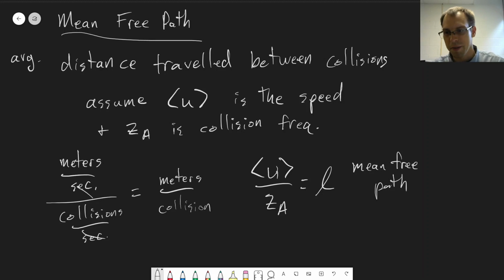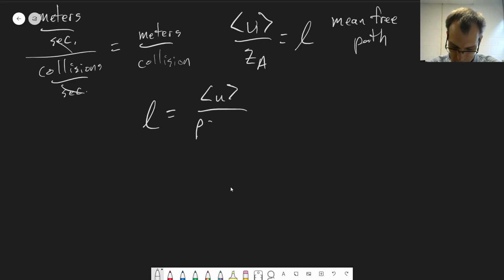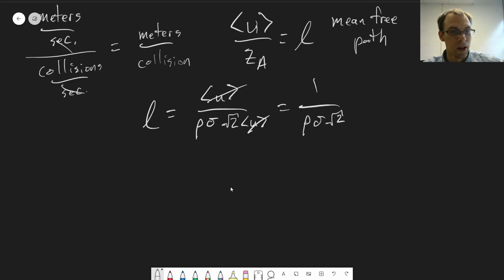So if we can calculate the average speed and the collision frequency, we can find the mean free path pretty straightforwardly. We can also simplify this a little bit by getting a specific value for ZA. Well, actually, let's go ahead and write out what ZA is. So average speed divided by rho times sigma times square root of 2 times average speed. That average speed is going to cancel out. And so this will just give us 1 over rho sigma times the square root of 2. So that's a perfectly fine mean free path.